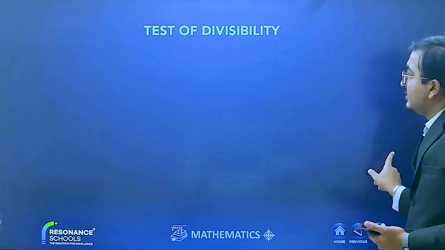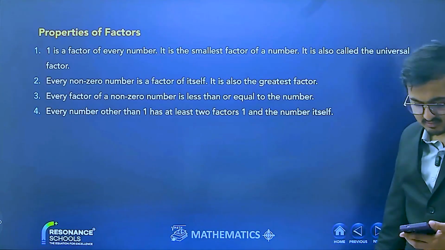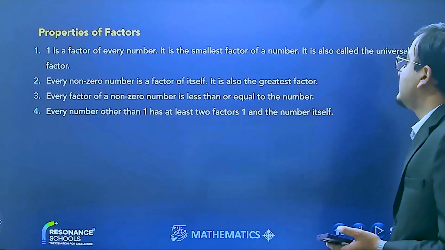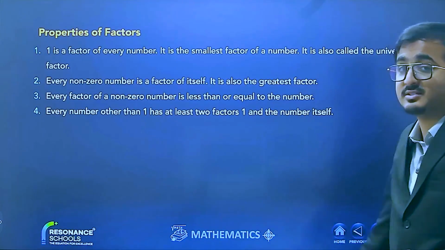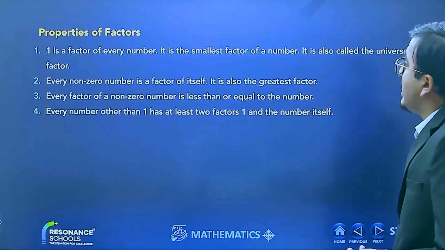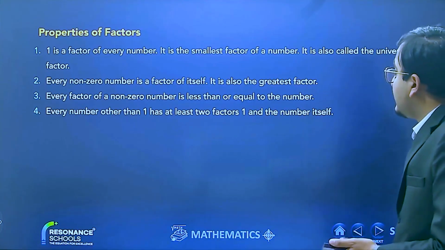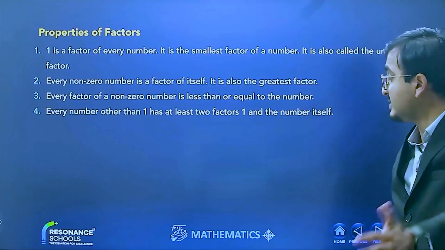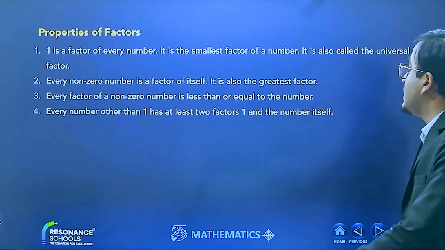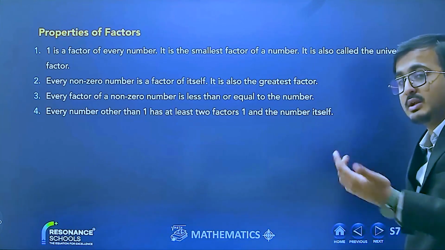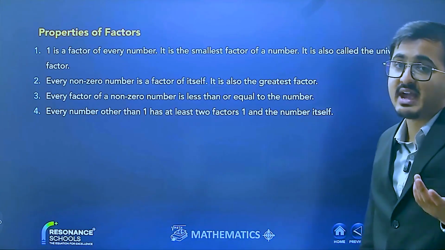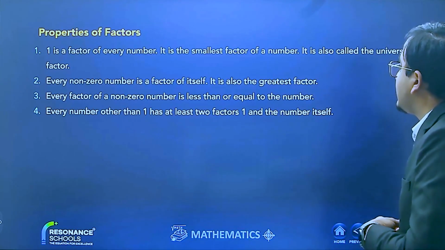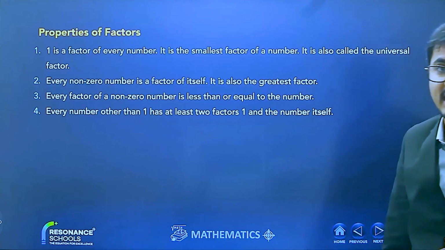These are properties of factors. Please read it. One is a factor of every number, although it is the smallest factor of every number. Every non-zero number is a factor of itself. It is the greatest factor of itself. Next, every non-zero factor is less than or equal to the number. Obviously, factors will always be less than or equal to the given number. Every number other than 1 has at least 2 factors.